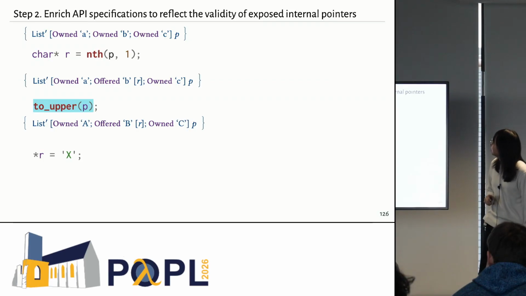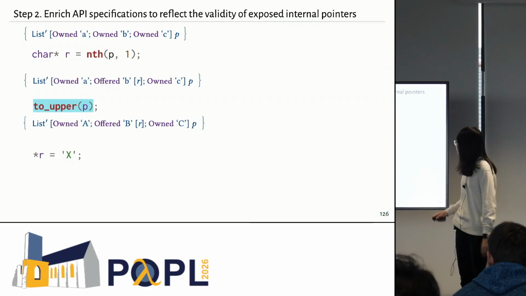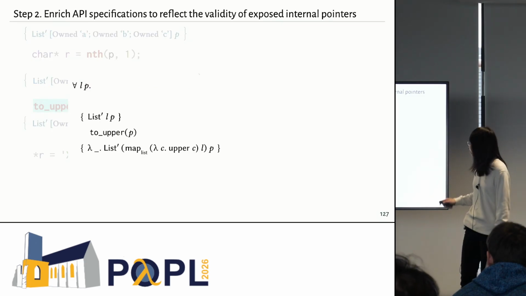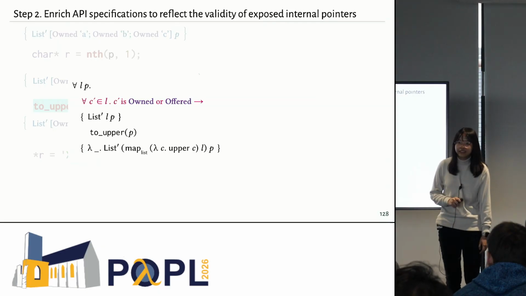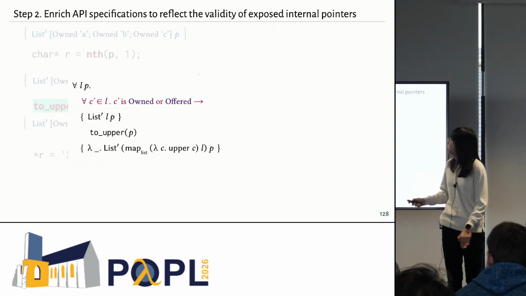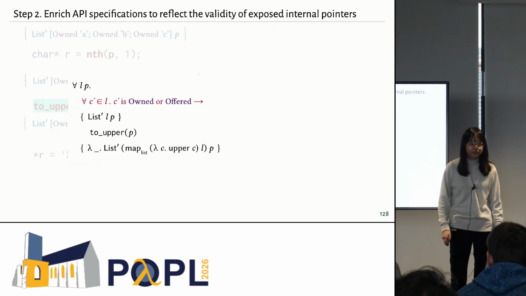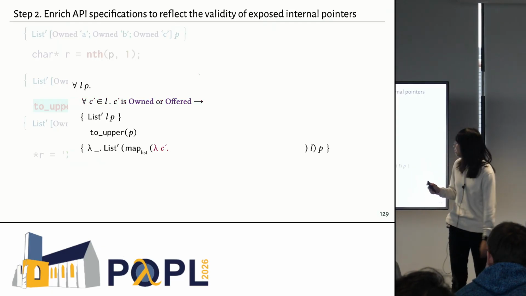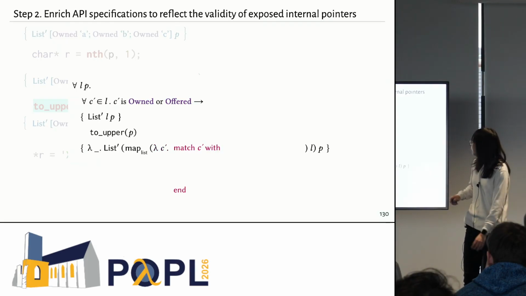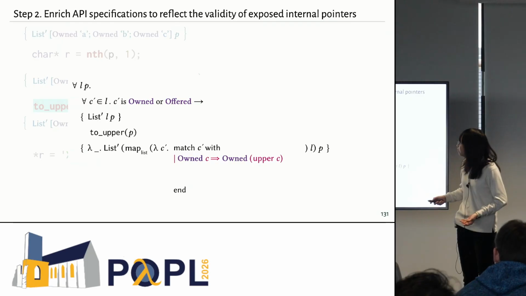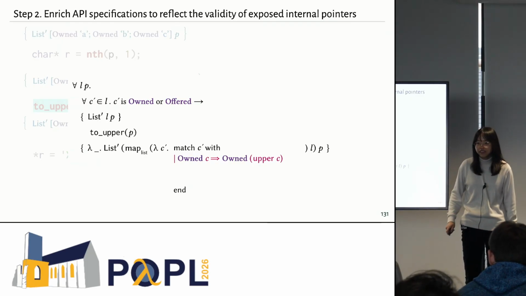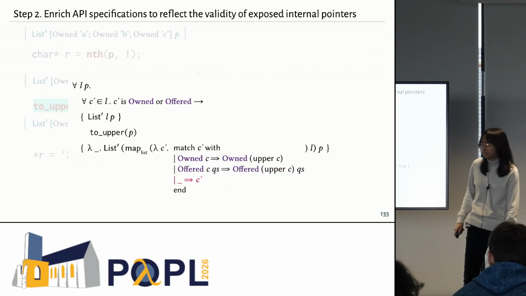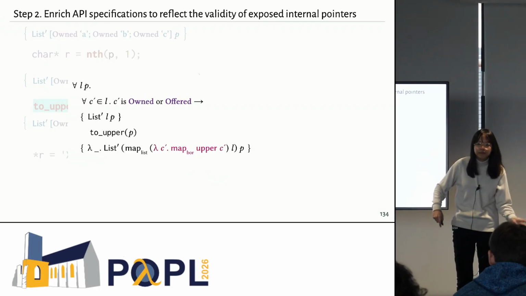The second function is the to-upper function, the map operation. So let's start from the typical map specification that we have already seen before. We need to add a precondition saying that for every character in the list, it has to be either in the owned state or the offered state, because we now need the ownership of the element. And then in the post condition, we are going to update the character depending on its state. If it's owned, then it stays as owned, we just update the content. The same for offered, we are just going to update the content. And that's all the possible states in this case. And we can write it as a map into the borrowed state.